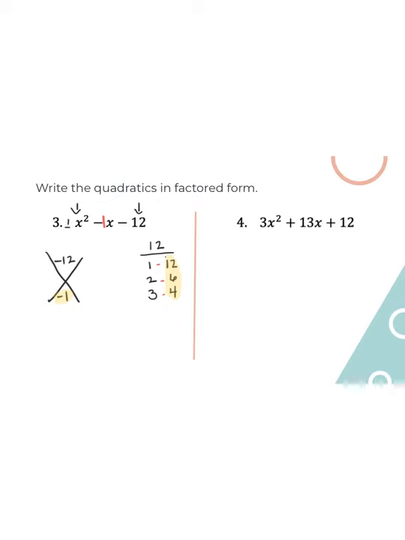2 minus 6 is going to give me a -4, so that one doesn't work. But 3 minus 4, well, that one will give me that -1. So I'm going to use that 3 and -4 and stick those in. Okay, now that I have those, I can go ahead and write up my box.